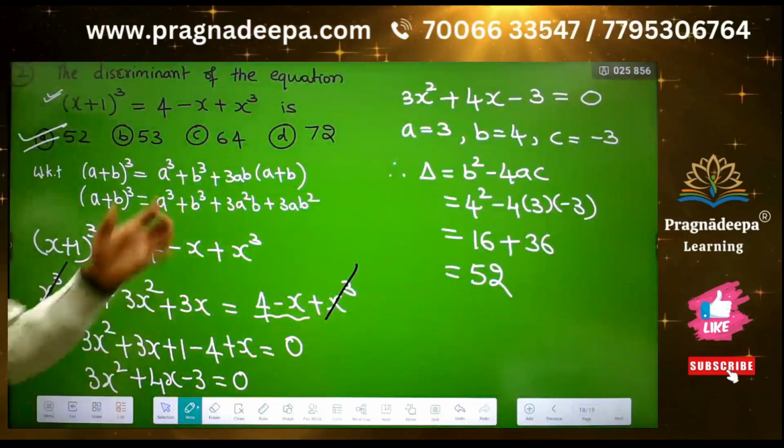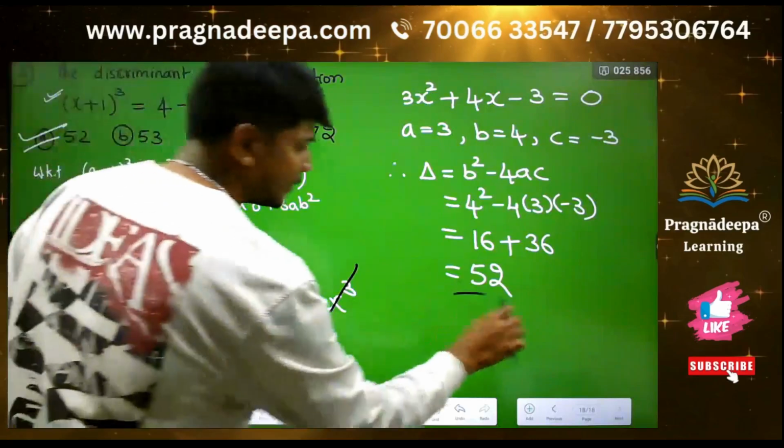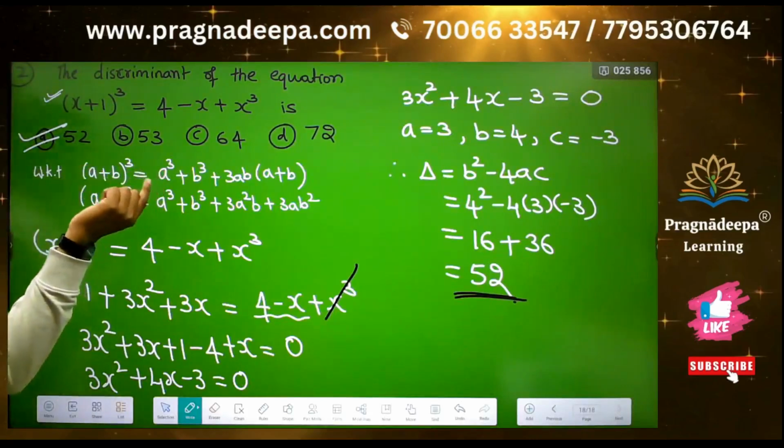They are just asking to find the discriminant of the equation. So no need to solve, we just need to find the discriminant value. So the discriminant value is 52. So ಗೊತ್ತಾಗ್ತಾ ಇದೆಯಾ? Just ಈ ಐಡೆಂಟಿಟಿ ಗೊತ್ತಿರಬೇಕಿತ್ತು ನಿಮಗೆ, a plus b whole cube.